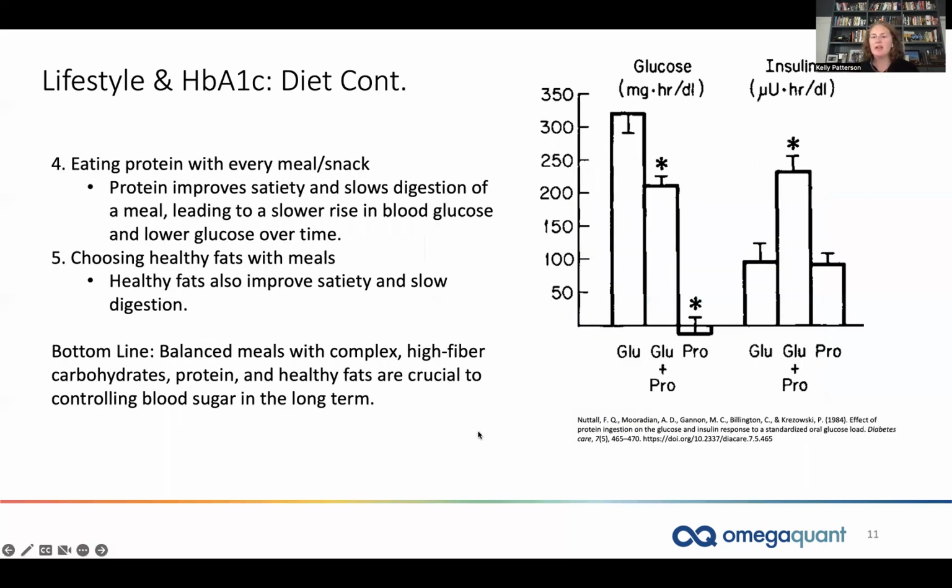The next thing is making sure we're eating protein. Okay, so this graph is really great. It's an older study from 1984, but it's just a great depiction of why protein is important. Protein slows the digestion and absorption of glucose and carbohydrates. So instead of getting a big spike in blood sugar when we eat a carbohydrate by itself, if we eat it with protein, we get a much slower rise in blood sugar, keeping away from those high numbers. And remember, an A1C is average blood sugar, so those spikes can have a big impact on your blood sugar over time when looking at the average, right?